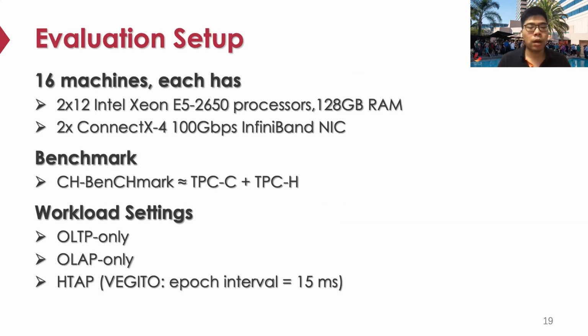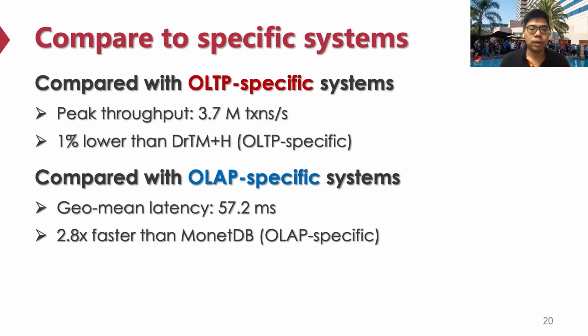We conduct our evaluation on 16 machines and choose the CH benchmark, which is a hybrid of TPC-C and TPC-H. We have 3 kinds of workloads: OLTP only, OLAP only, and HTAP. We set the epoch interval as 15 milliseconds in Vegito. Vegito is comparable with the specific systems.